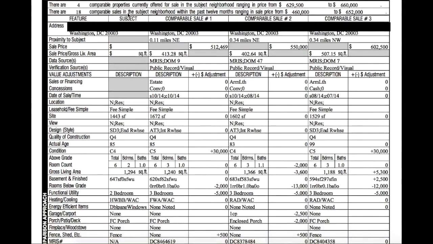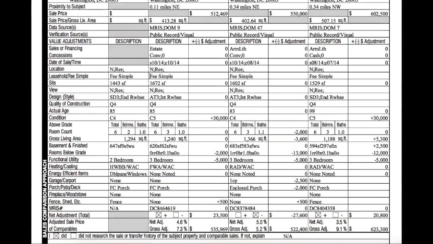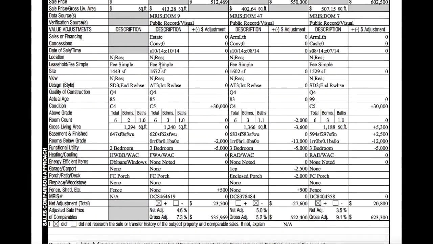The subject property goes here. That's the property in question that we're refinancing or doing a new loan on. The comp 1, comp 2, comp 3, their addresses go here. Then you get into all of the adjustments they'll make.